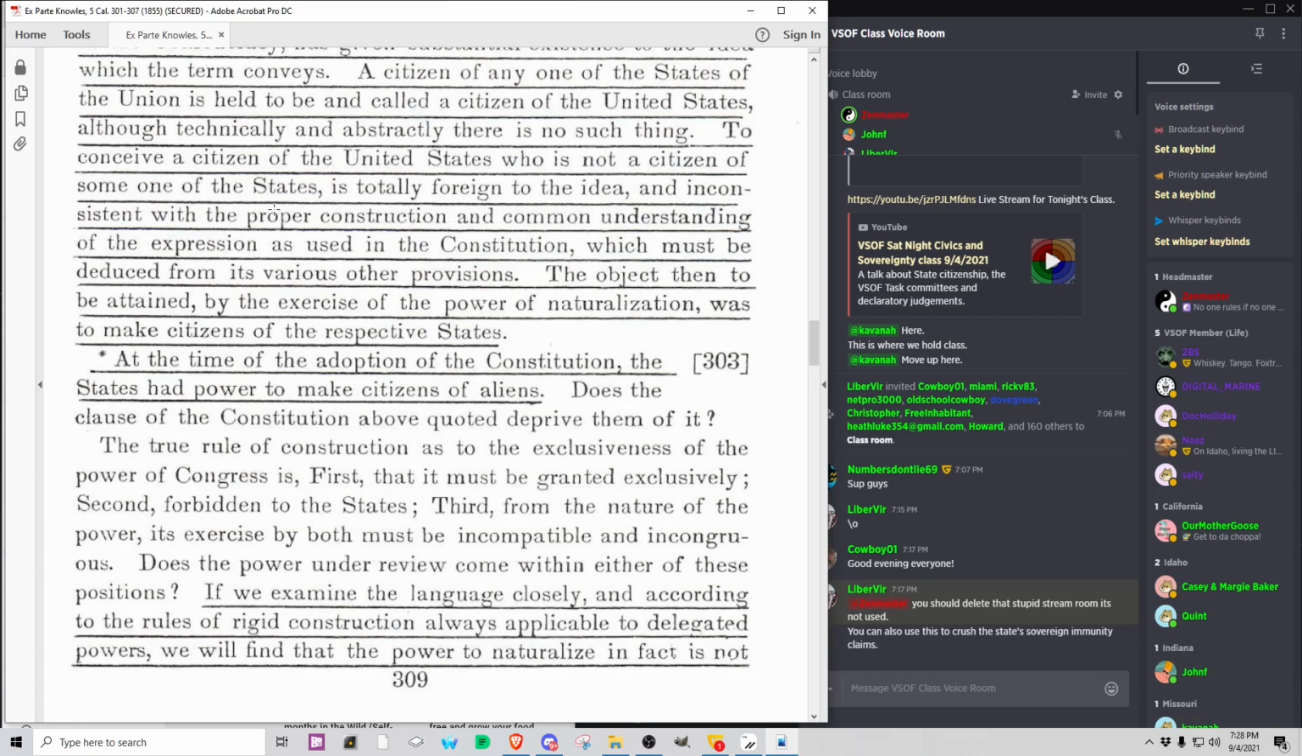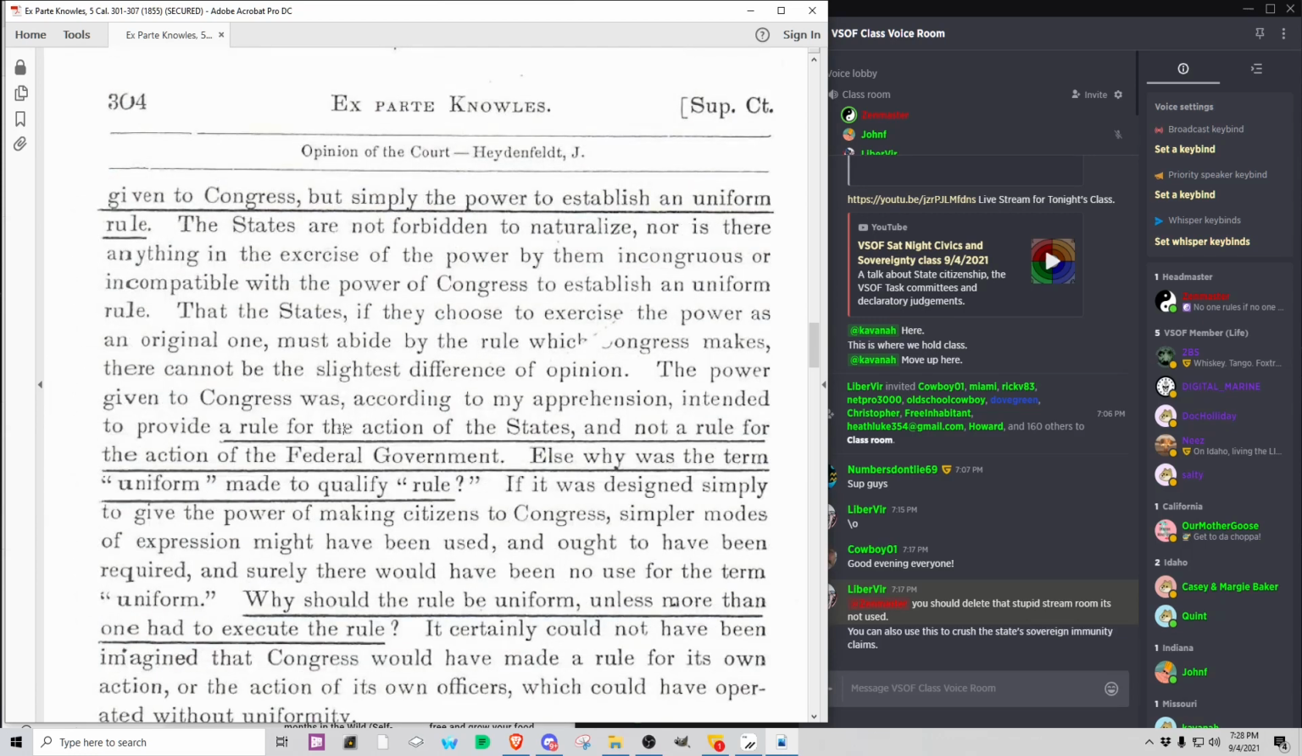Right, makes sense. Does the power under review come within either of these positions? We examine the language closely, and according to the rules of rigid construction always applicable to delegated powers, we will find that the power to naturalize in fact is not given to Congress, but simply the power to establish a uniform rule. They don't have the power to naturalize. They only have the power to create a uniform rule that all the states then need to basically abide by, but it must be done in state courts of record, common law courts, not equity courts. Okay? All right, to continue.